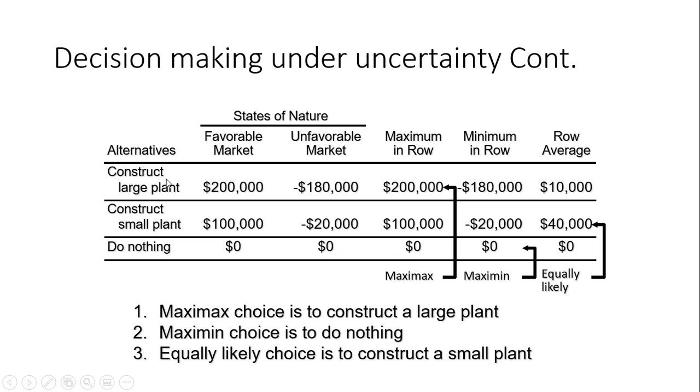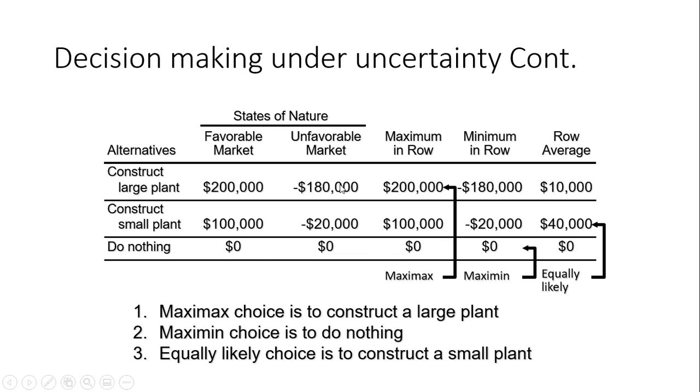According to maximax, you will get the maximum payoff between 200,000 and negative 180,000. So for this alternative you will select 200,000. This is the first maximum. Second, you have two results for the second alternative, construct small plant: $100,000 and negative $100,000. So the maximum is $100,000. For the third alternative, you have 0, so you will get 0.